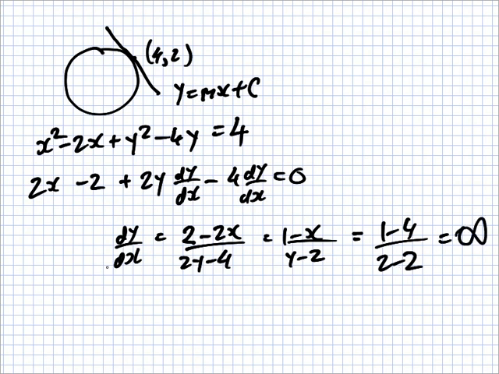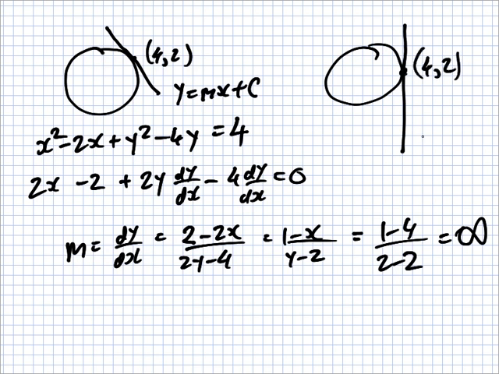So what type of line is this where you have infinite slope? It's a vertical line. This only happens when you have a vertical line. So I know that my answer must be a vertical. The graph actually looks like this. The tangent is right here at the point 4, 2. So the equation of this line is x equals 4. This is the equation of a vertical line.